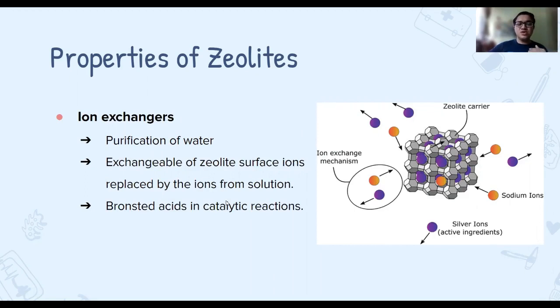This is also usually used in the purification of water, like the previous property. So the exchangeable ions of the zeolite surface can be replaced by ions from the solution. The ions can be sodium or silver ions, and the example of the solution can be water. So this zeolite can also function as a Bronsted acid in a catalytic reaction, which enables the catalytic process, where this Bronsted acid has a tendency to transport the proton.